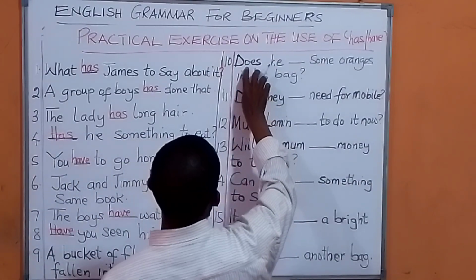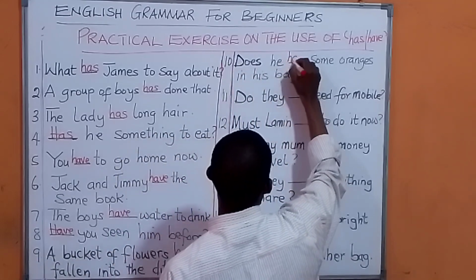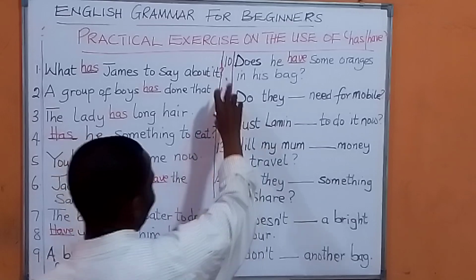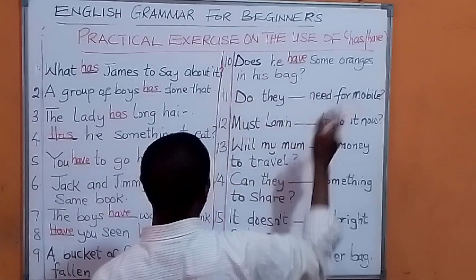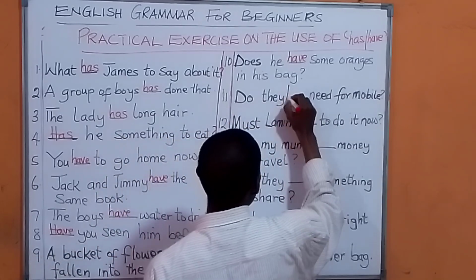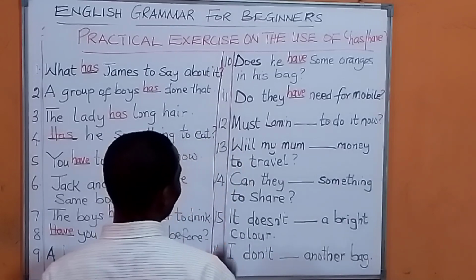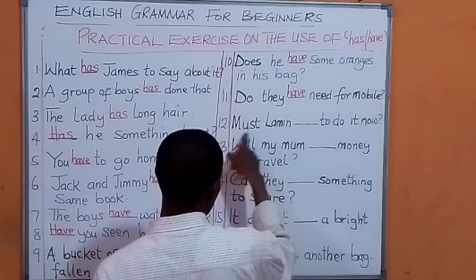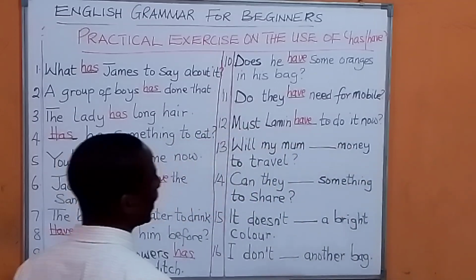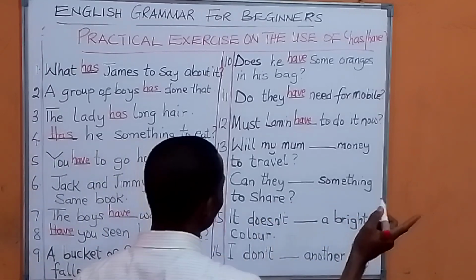Next one, be very careful, does he have some oranges in his bag? Don't say does he has, no. We said that before. Does he have some oranges in his bag? Do they have need for mobile? Now, number 12, must Lamin have to do it? Don't say must Lamin has to do it. No, must Lamin have to do it?